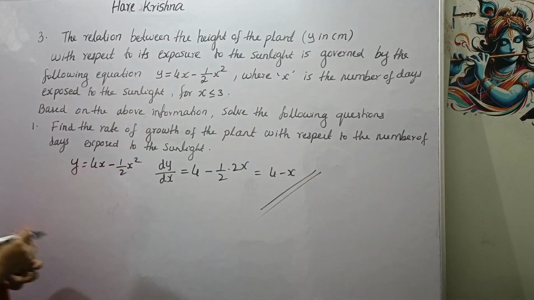So it is the rate of growth of the plant with respect to the number of days exposed to the sunlight.